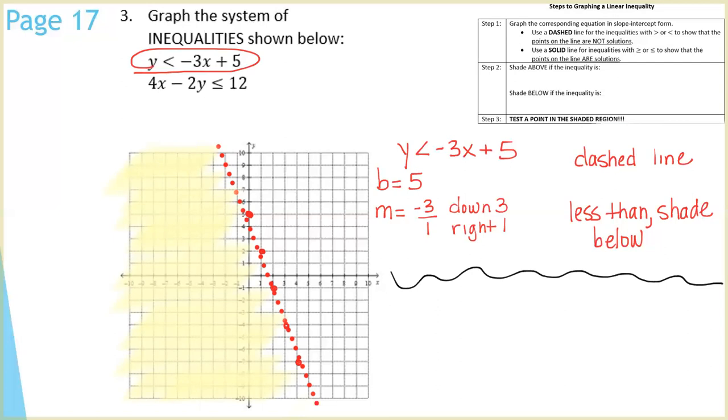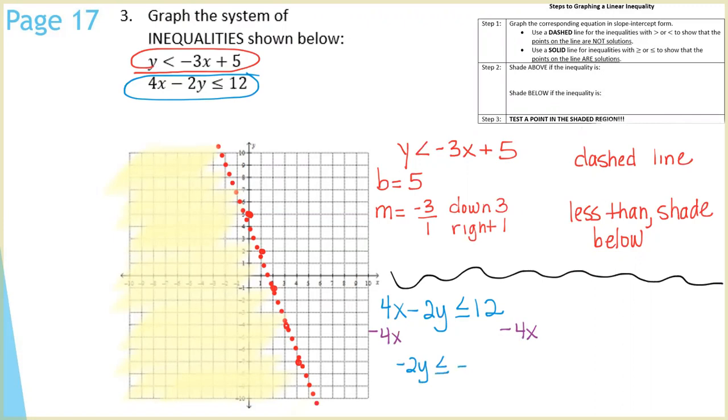So now we're ready to graph our second inequality: 4x minus 2y is less than or equal to 12. Now this one is not ready to be graphed because it needs to be in slope-intercept form. So we need to subtract the 4x and divide by negative 2. Whenever you divide an inequality by a negative, you have to flip the sign. So this sign is going to flip and become greater than or equal to. When you divide two negatives, it becomes a positive, so that's a positive 2x, and this is a negative 6.